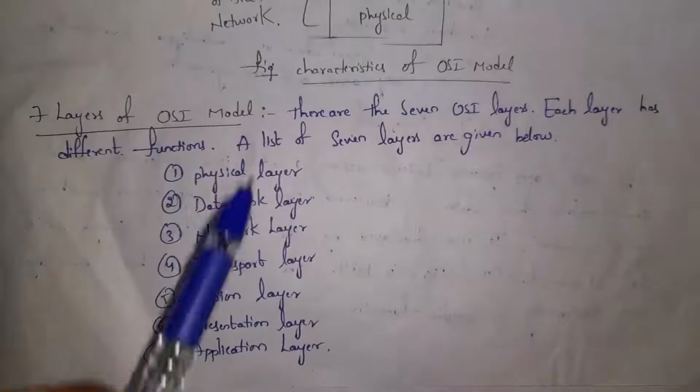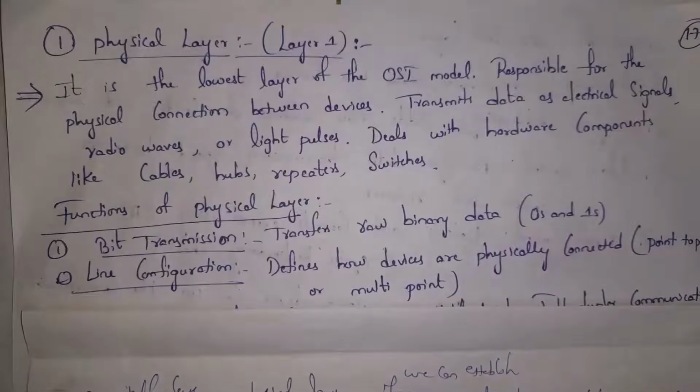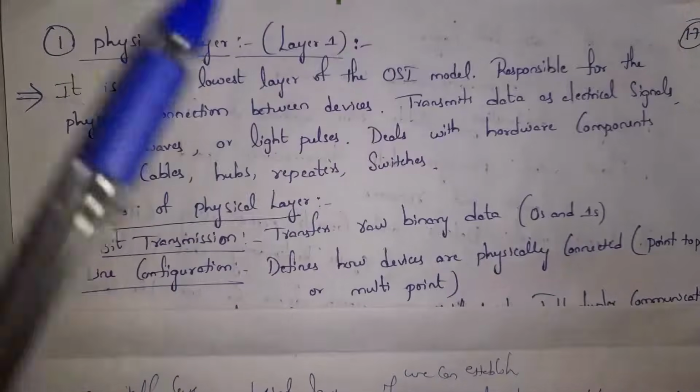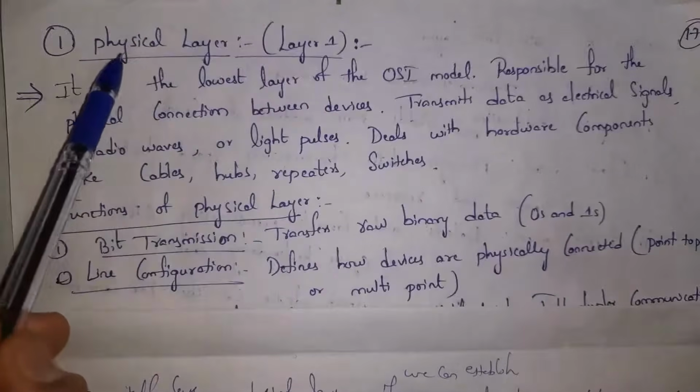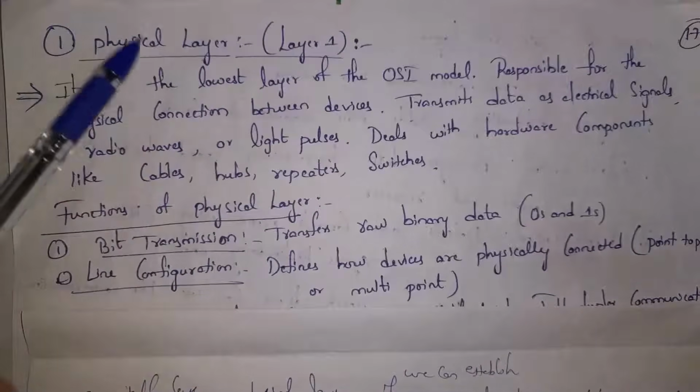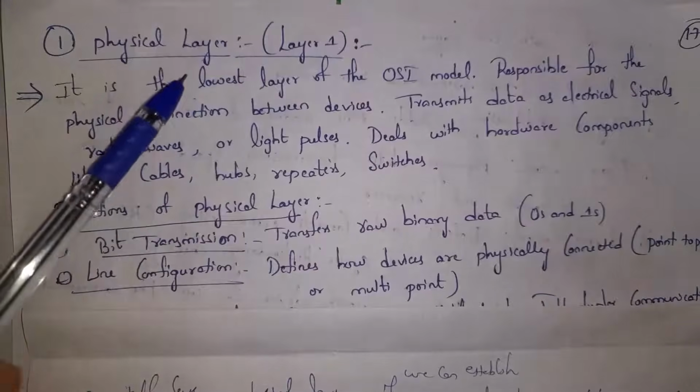At first I will explain what is the physical layer. The physical layer is the first layer and the lowest layer in the OSI model. The name itself says physical layer. If you want to establish a connection between devices physically, then we need the physical layer.